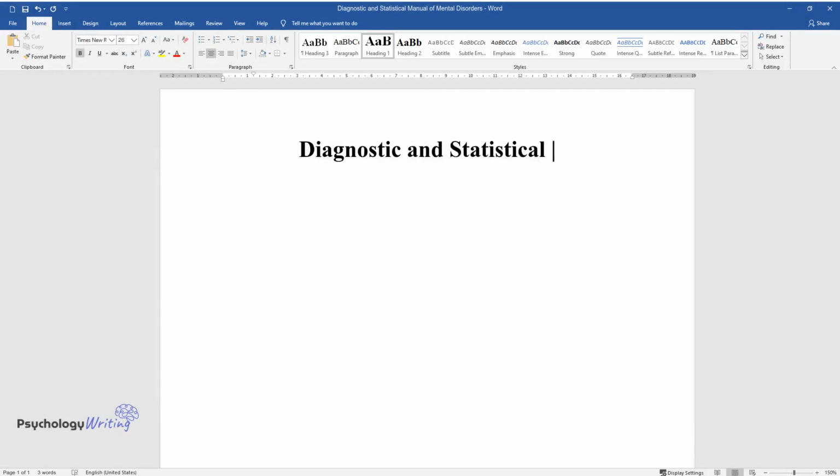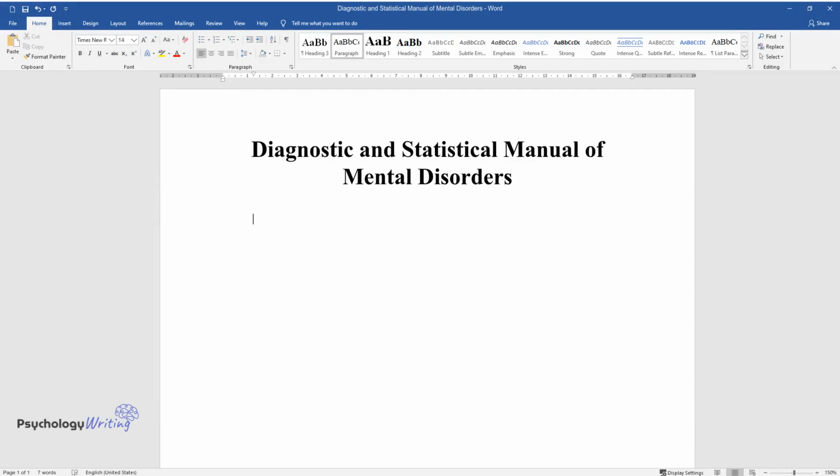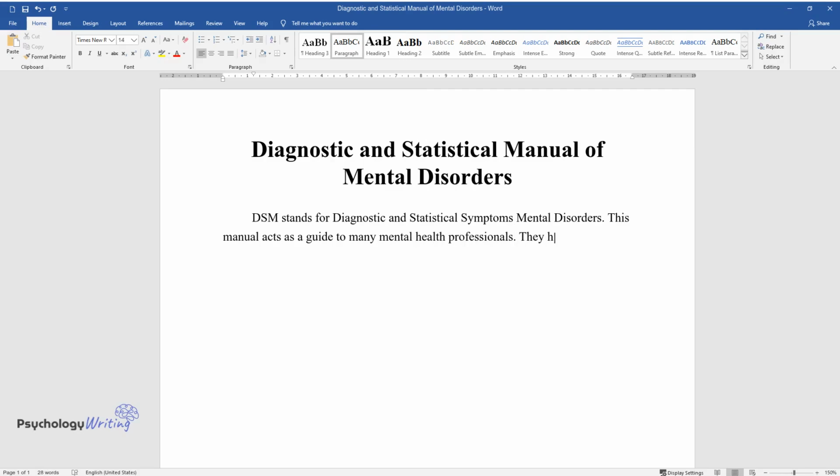Diagnostic and Statistical Manual of Mental Disorders. DSM stands for Diagnostic and Statistical Manual of Mental Disorders. This manual acts as a guide to many mental health professionals. They help to describe the problems of the patient after evaluation.